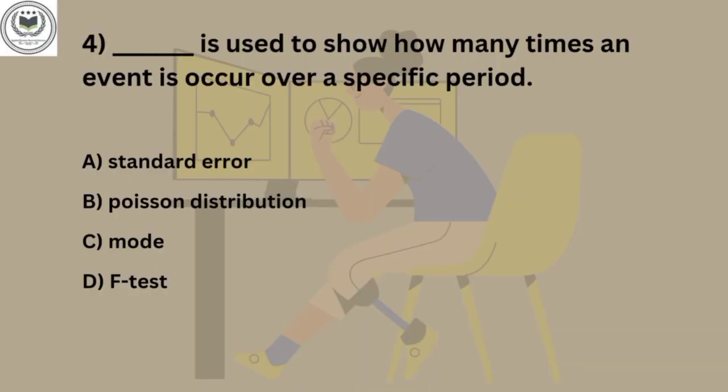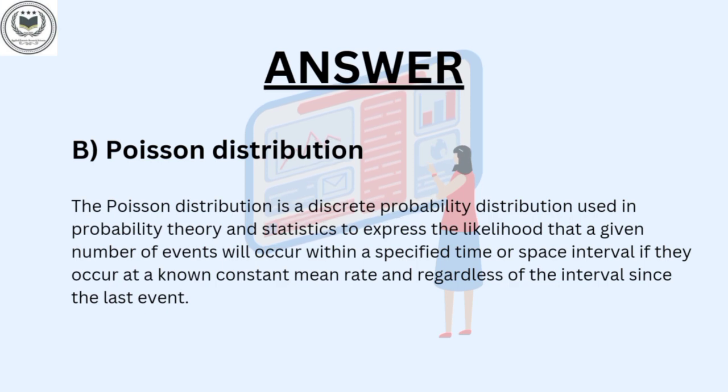Fourth question is, what is used to show how many times an event is likely to occur over a specific period? Option A standard error, option B Poisson distribution, option C mode and option D F-test. The answer of the fourth question is option B Poisson distribution.